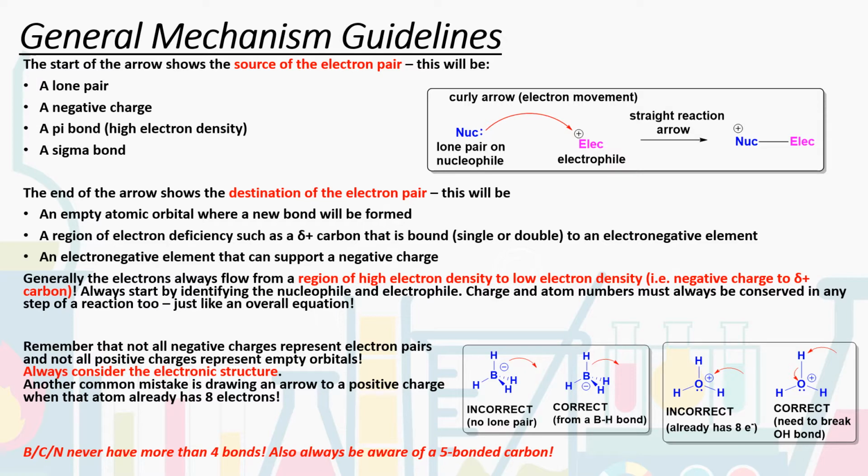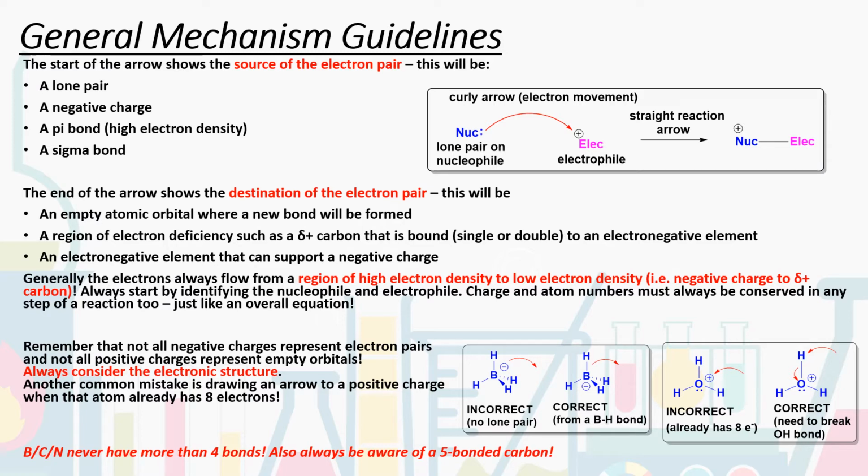And we saw that in the BH4- anion, that it was our B-H sigma bond that was our nucleophilic part. But we could always have an arrow actually starting from just a normal sigma bond, because these contain electrons. They have an electron pair in them. The end of the arrow will show the destination of the electron pair. So this could be an empty atomic orbital where the new bond will be formed.